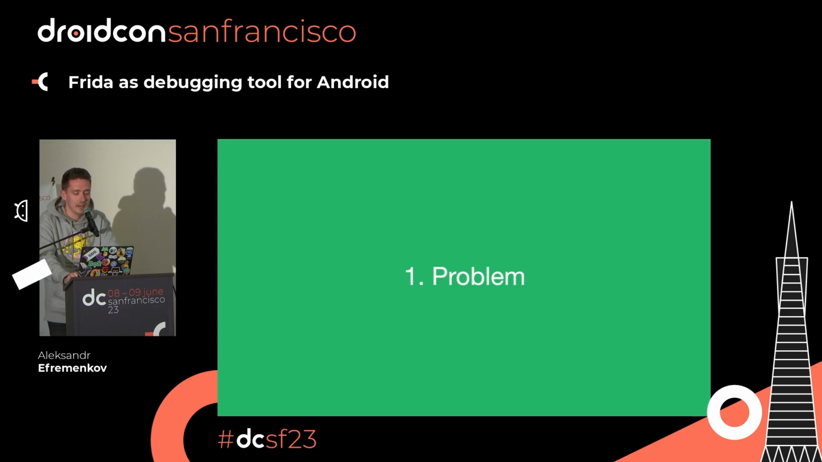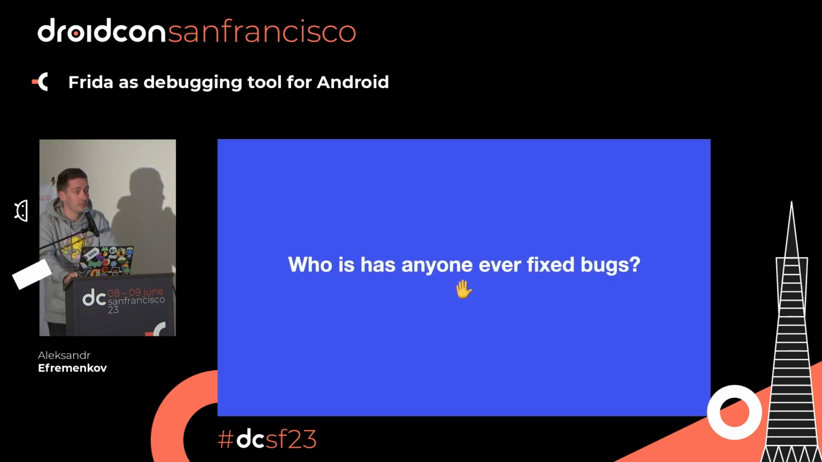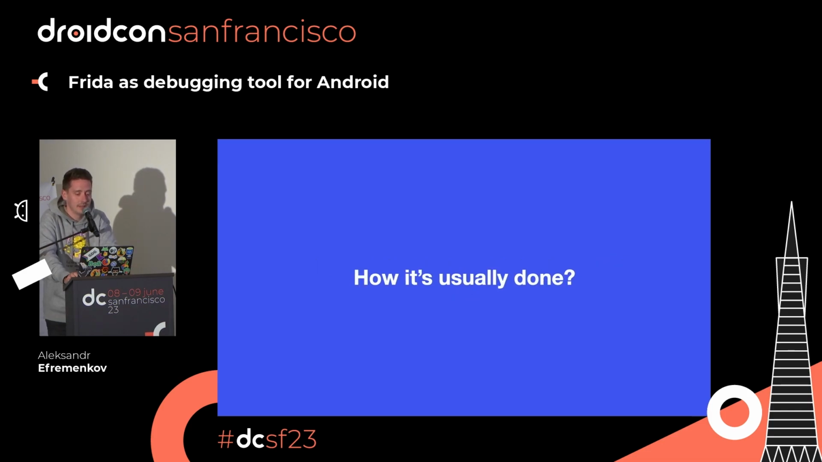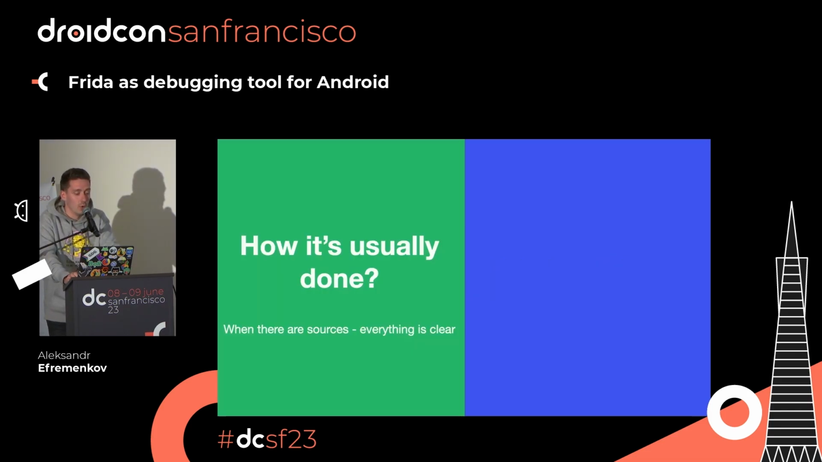But first, what's the problem exactly? Please raise your hand: has anyone ever fixed bugs in your app? That's obvious, right? Yeah, sure. But let's understand how it's usually done. When we have source code, everything is clear, right? We just watch the Firebase logs and try to investigate using the sources.